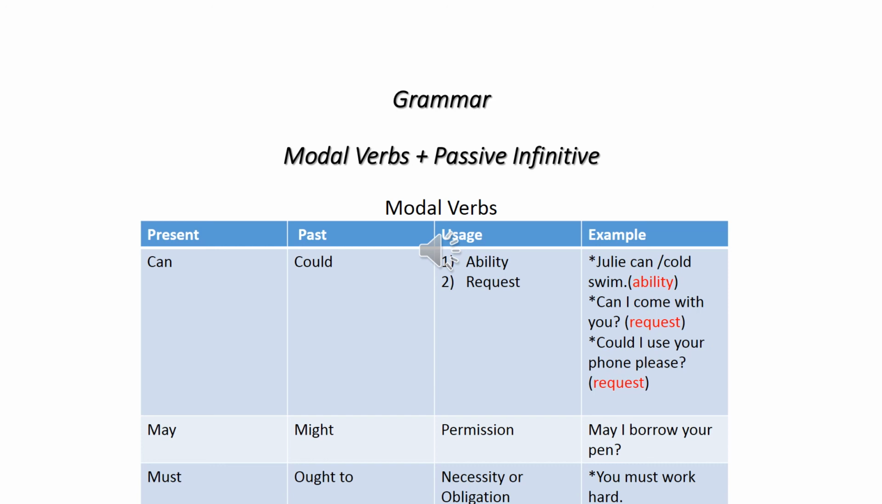The third usage of this modal verb is request, when you ask someone to do something. For example, would you pass the pizza? Would you pass the pizza? يعني أنا بسألك تقدر تعطيني البيتزا أو تمرر لي البيتزا.